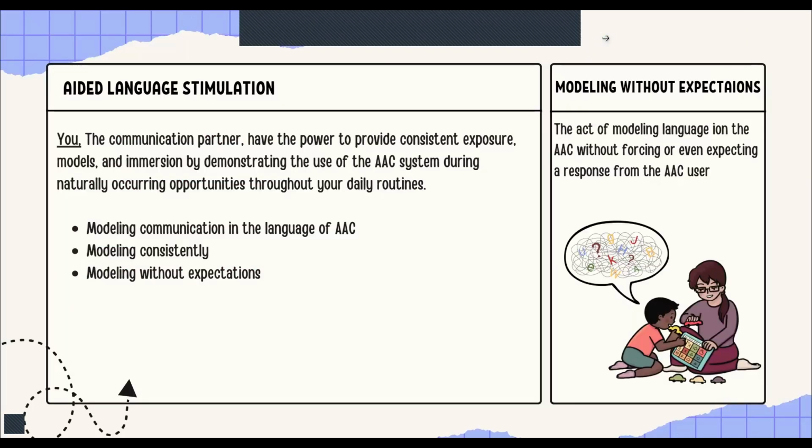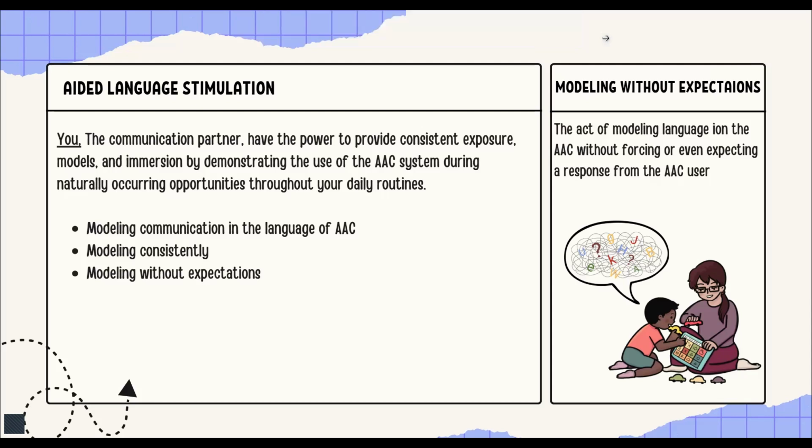Aided language simulation. We know that all individuals learn language best with consistent exposure, modeling, and immersion in language. Now what? You, the communication partner, have the power to provide consistent exposure, models, and immersion by demonstrating the use of the AAC system during naturally occurring opportunities throughout your daily routine. In aided language simulation, we are modeling communication in the language of AAC without the expectation that the individual will use their AAC system to respond.